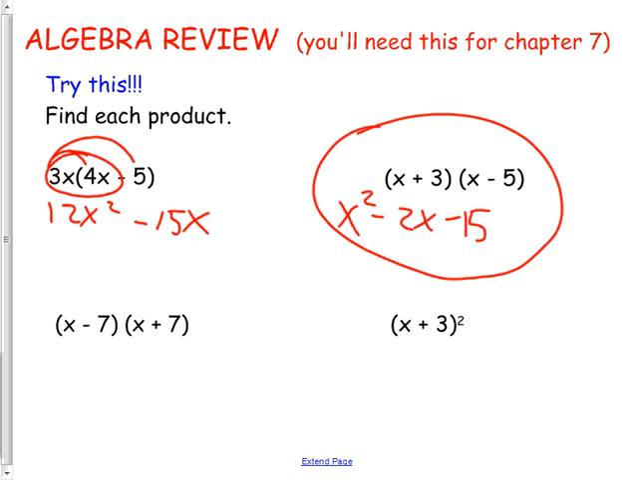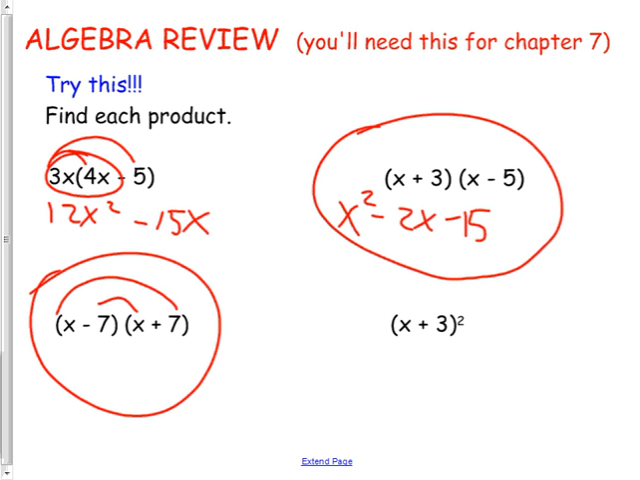You're so right. Okay, that is just first, outside, inside, last. You got to be good at that. Next thing is this. What's special about that? It's just first, outside, inside, last, but what happens? The middle terms will cancel. So it'll just come down to what? X. Oh, you're so close. There you go. X squared minus 49.